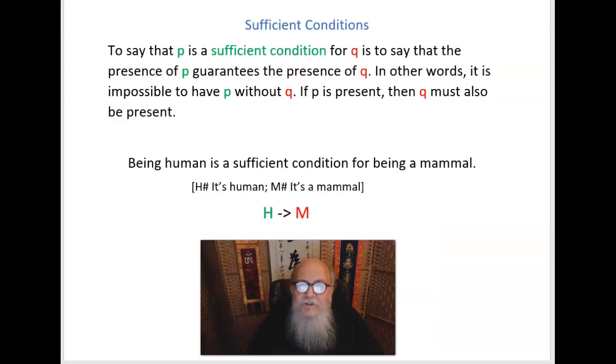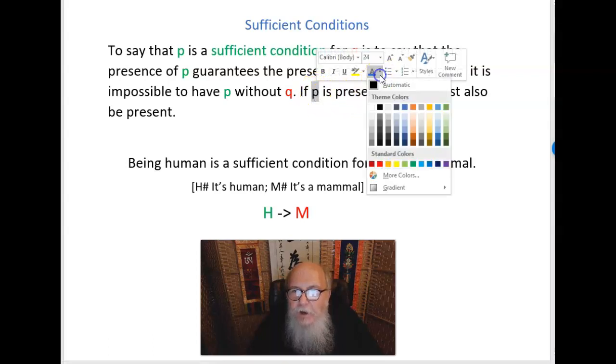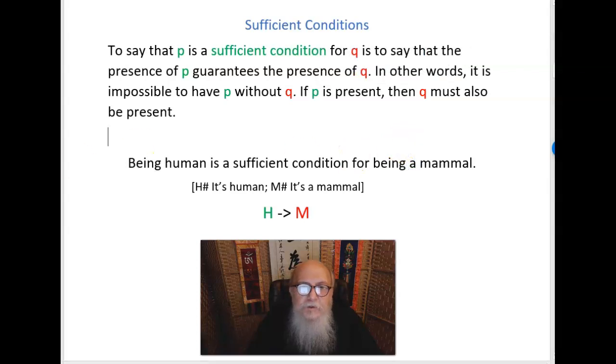To say that P is a sufficient condition for Q is to say that the presence of P guarantees the presence of Q. In other words, it's impossible to have P without Q. If P is present, then Q must be also. Look at that. I forgot to make that green. Let's do it now. There we go. Now it's all pretty for us, right?